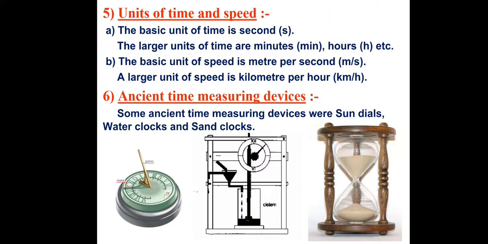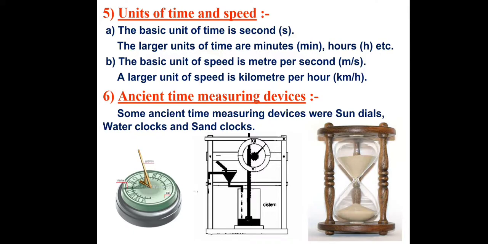Now, unit of time and speed. The basic unit of time is second. The larger units of time are minutes, then hours. Hours make days; 24 hours make a day, then days make a month, then year is also there, okay? And the basic unit of speed is meter per second.